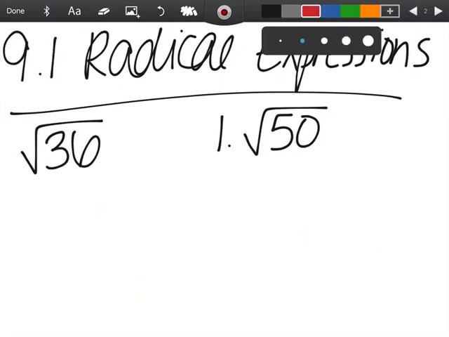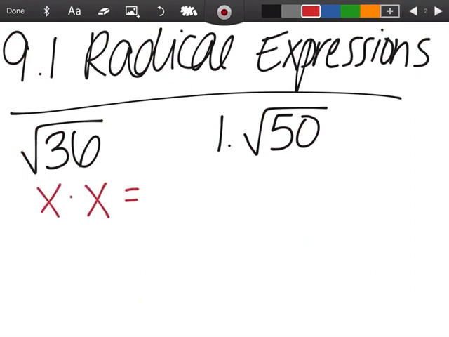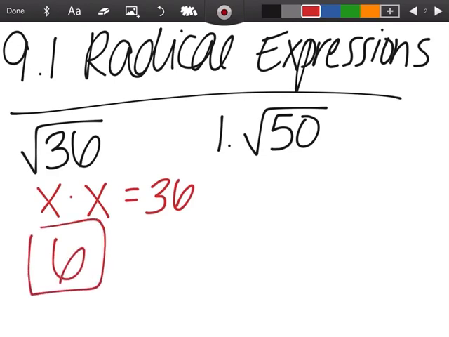Now, when you look at the square root of 36, it means what number times itself equals 36. And the answer to that is 6. So that number squared gives me 36. The square root of 36 is 6. The square root of 50.